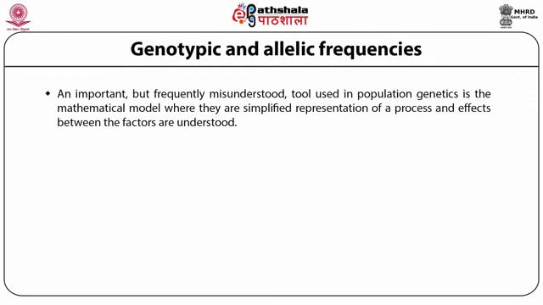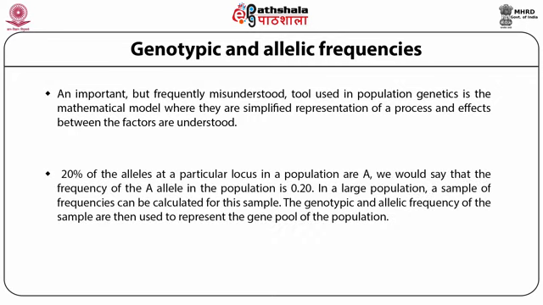An important but frequently misunderstood tool used in population genetics is the mathematical model. Models are oversimplified representations of a process and the effects between the factors. How do we calculate genotype frequencies? A frequency is defined as a proportion or a percentage, usually expressed as a decimal fraction. For example, if 20% of the alleles at a particular locus in a population are A, we would say that the frequency of the A allele in the population is 0.2.